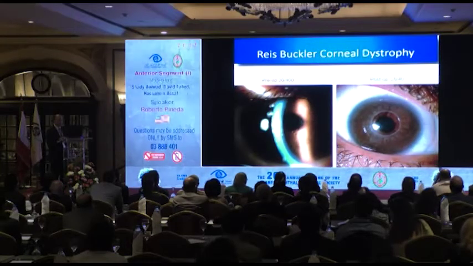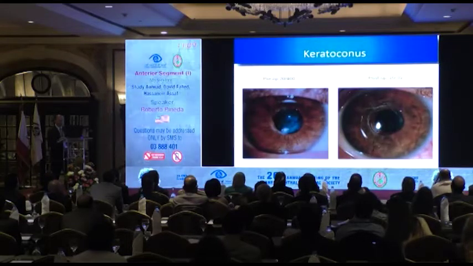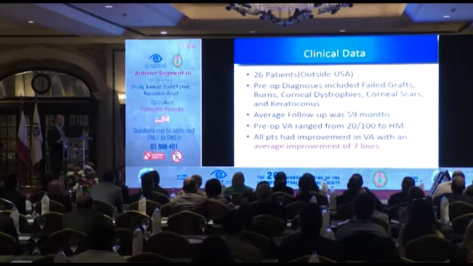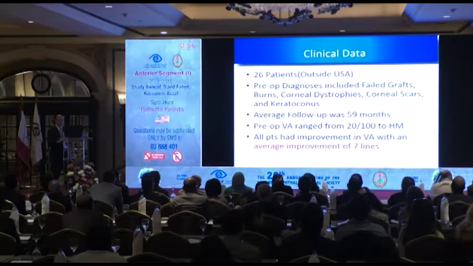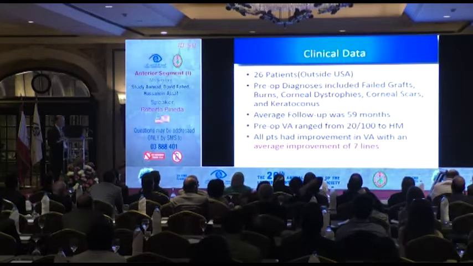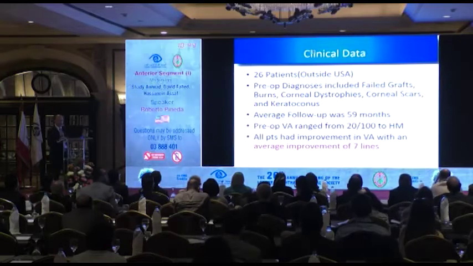Patient with Reese Buchler corneal dystrophy, 20/400 pre-op, 20/40 post-op, and a patient with keratoconus who's 20/40 pre-op and 20/30 post-op. If you look at the clinical data, this is not from myself, it's from Dr. Vargas. 26 patients who had this procedure outside the U.S. with pre-op diagnosis of failed grafts, burns, corneal dystrophy, scars, and keratoconus. Average follow-up was nearly 5 years. Vision ranged from pre-op 20/100 to hand motion pre-op, and all patients had improvement of visual acuity, averaging 7 lines.